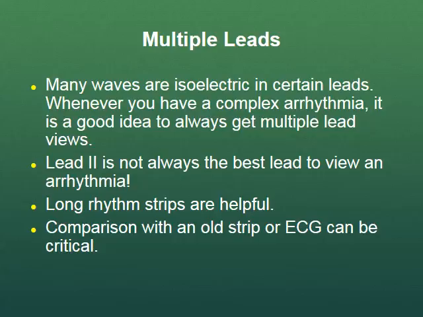It's just important to realize that lead 2 is not always the best lead to view an arrhythmia. Long rhythm strips are extremely helpful, and comparison with an old strip, and even the patient's history are going to be good indicators and lead you down a certain path. Patients greater than 65 years of age, more than likely going to be VTAC. Younger than that, it's possible that it could be SVT with aberrancy.